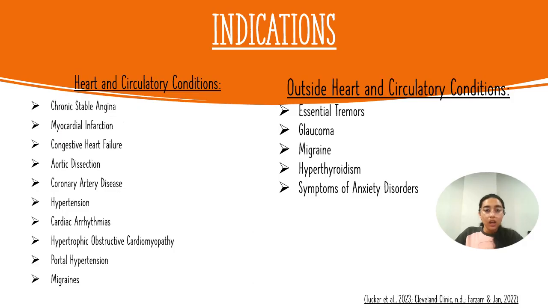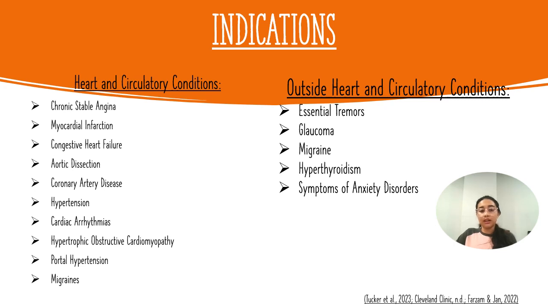Moving on. So the indications are varied. Beta blockers have a very vast use, but first coming to the cardiovascular conditions that it is used in. It can be used in chronic stable angina, myocardial infarction, congestive heart failure, aortic dissection, coronary artery disease, hypertension. Although in hypertension, they are used in combination with other antihypertensive drugs. Also cardiac arrhythmias, hypertrophic obstructive cardiomyopathy, portal hypertension, and migraines.